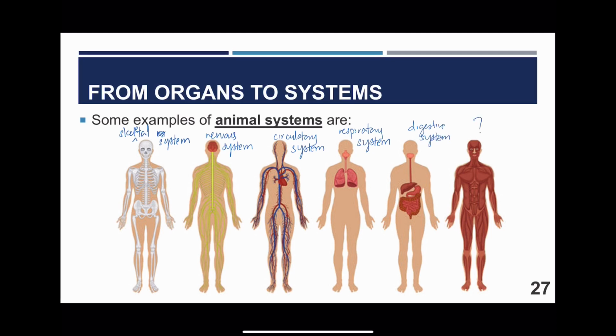Now, but what about the last one? Okay, this is a bonus question. Go and find out what is the last system and let me know when you see me back in school. Alright, so these are just some examples of animal systems.